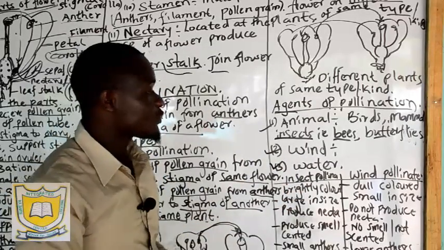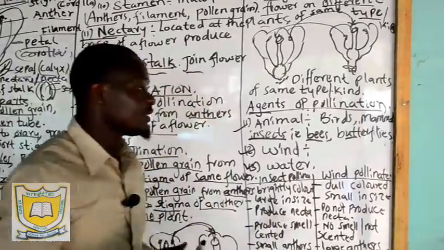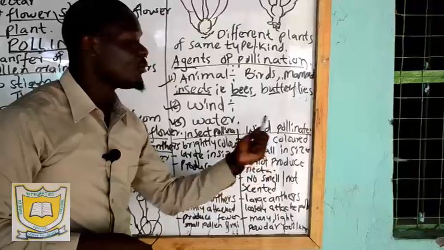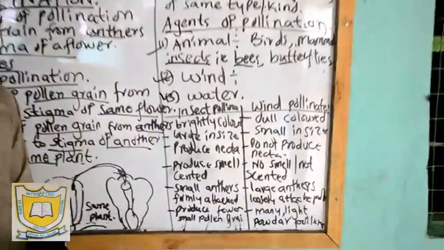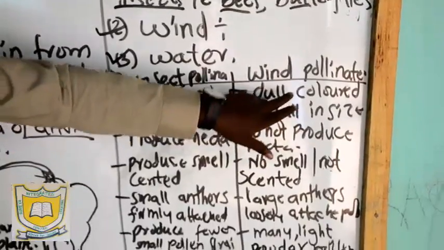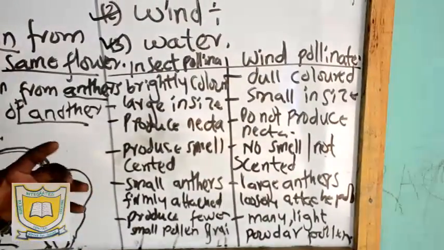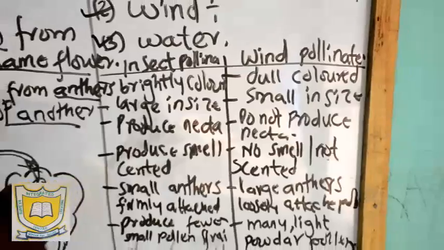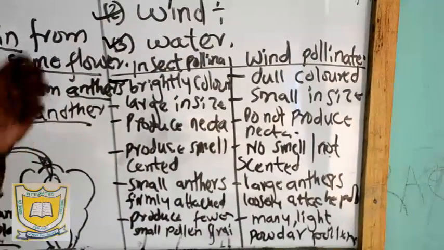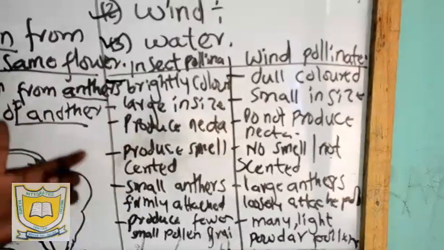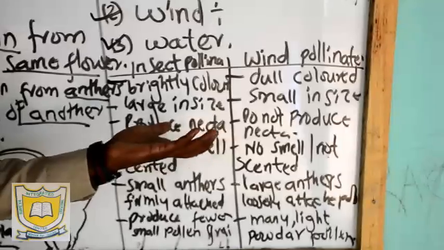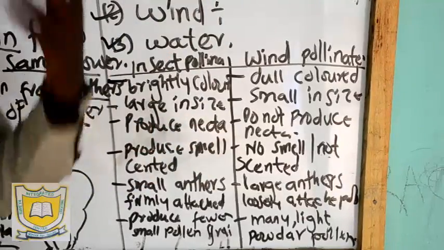Now, we have this question which is very common: to give the differences between an insect pollinated flower and a wind pollinated flower. When you are discussing the wind pollinated flower, number one, they are dull colored, meaning their color is not bright, while the insect pollinated flowers are brightly colored so that they can attract the insects. They are dull because the wind is not attracted, it just blows from anywhere.